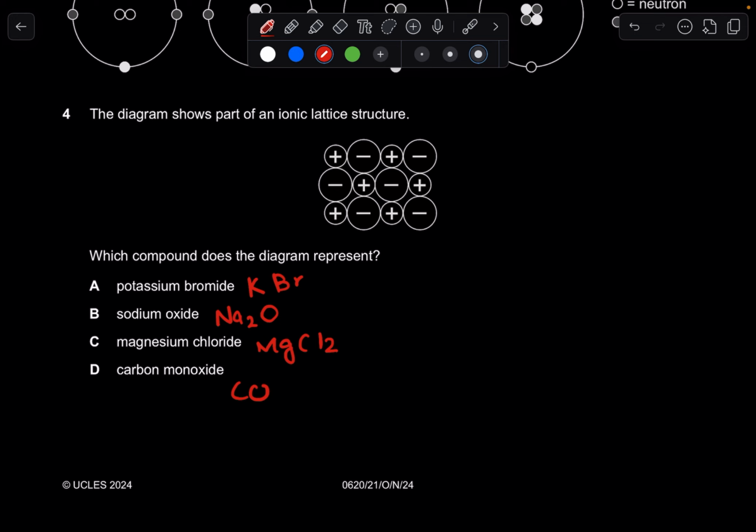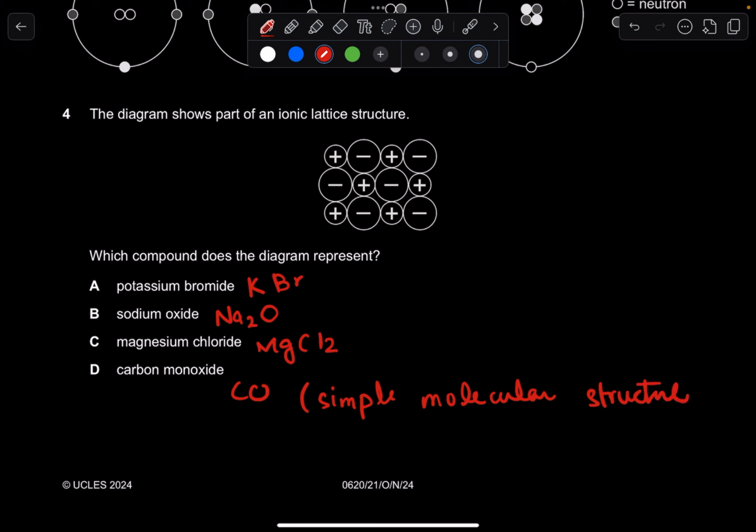Because carbon monoxide, as we know, is a simple molecular structure, and it cannot be a simple molecular structure because we are told it's an ionic lattice. And secondly, more than this ionic lattice term, we can see for ourselves positive and negative ions, so not this.